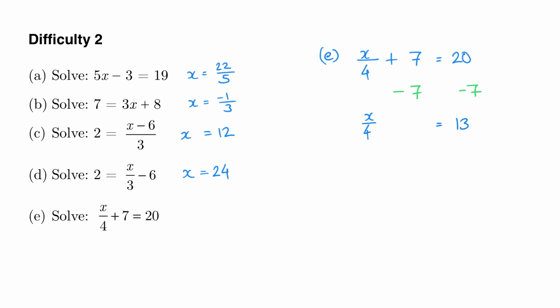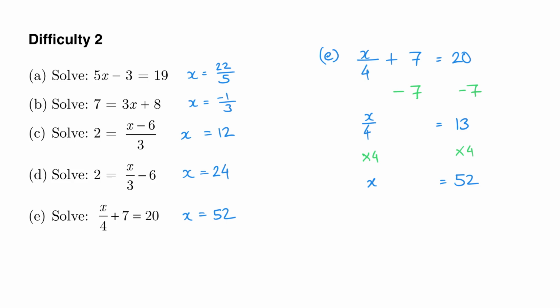Now, what I need to do is multiply the left-hand side by 4 and multiply the right-hand side by 4. X divided by 4 multiplied by 4 gives me just x. And 13 multiplied by 4 gives me 52. So x equals 52 is the solution we're looking for.